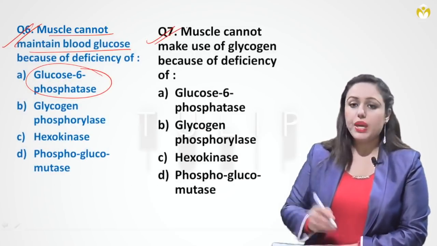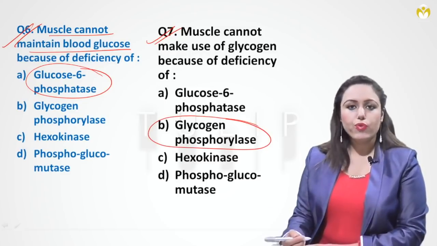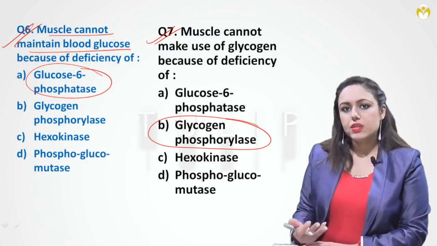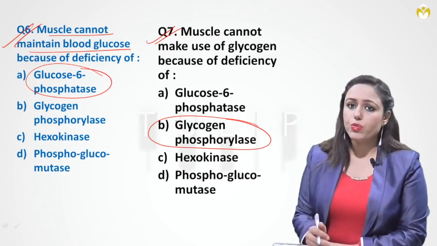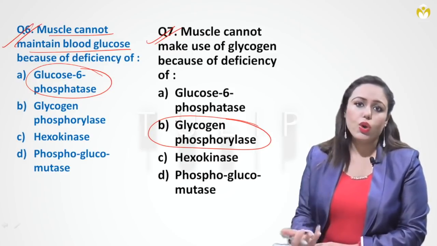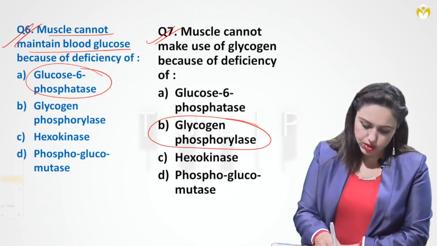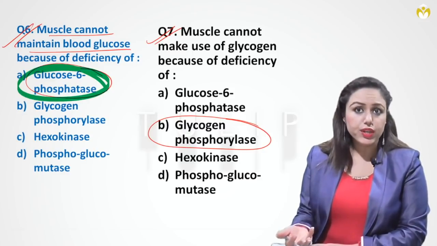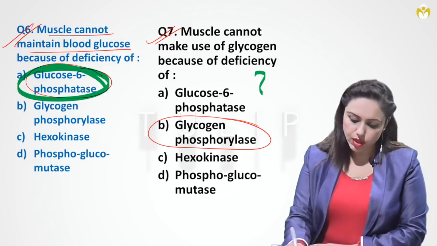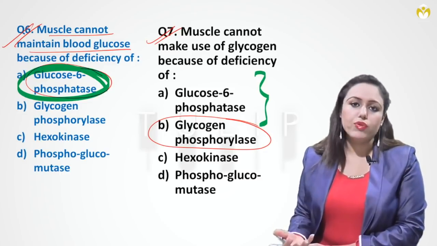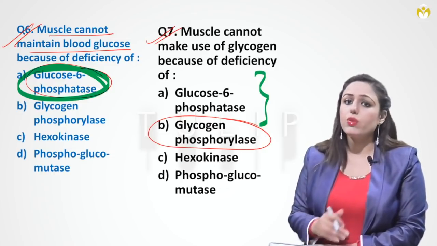Muscle cannot make use of glycogen because of deficiency of which enzyme? Now the answer will be glycogen phosphorylase, right? Because if the very first rate limiting enzyme of glycogen breakdown is not there, then muscles cannot make use of glycogen. The normal situation is that muscles don't have glucose 6-phosphatase, but they can make use of their glycogen. So this is an abnormal situation, that muscles cannot make use of glycogen if the very first rate limiting enzyme of glycogen breakdown is not there. Okay.